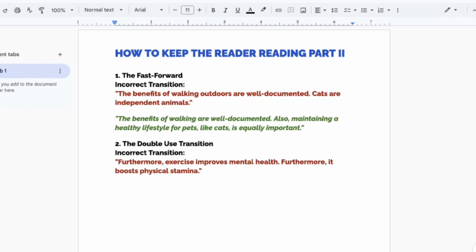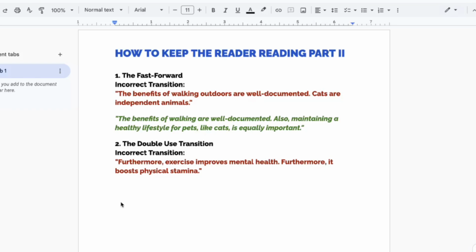You can prevent this by using your transition words, adverbs. As a reminder, adverbs modify verbs, adjectives, or other adverbs, providing more information about the action, quality, or manner of something. Use some varying transition words to make your copy a little bit more engaging, or a lot more engaging.